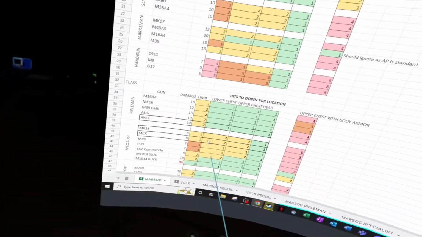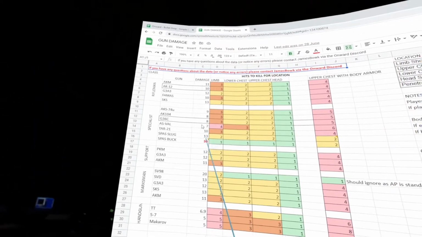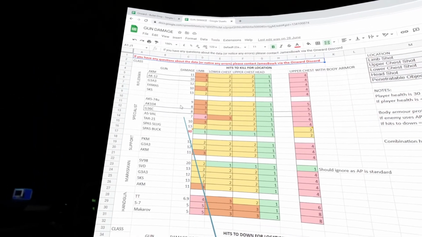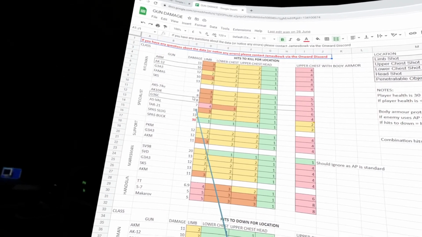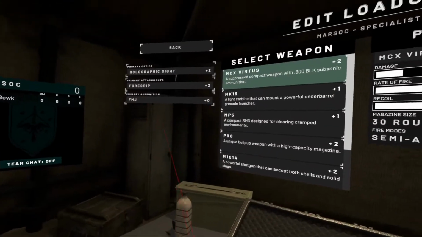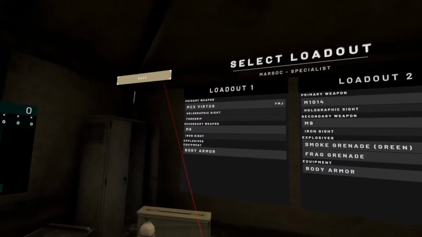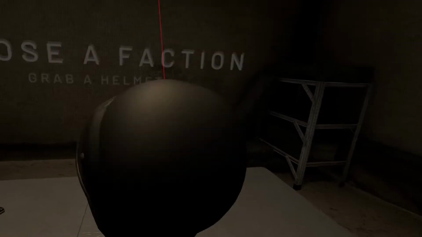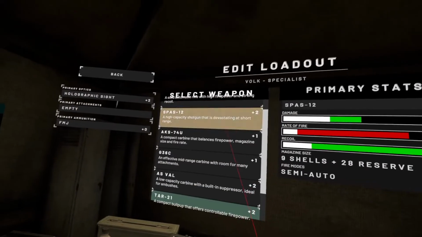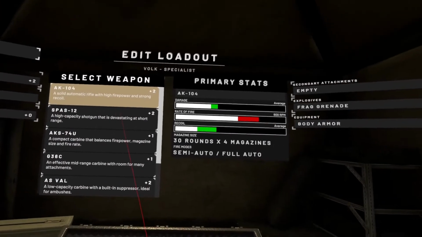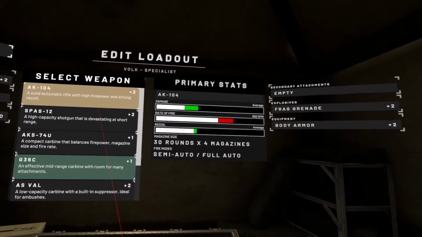And then looking at the Volk side, you've got similar sort of stuff. So the AK-104 and the G36C were both nerfed slightly, and they both have exactly the same damage. So, on the Volk side, when you're looking through these, you've got AK-104. So wait, I'll click on the G36C. Okay. AK-104 looks like it has much more damage.